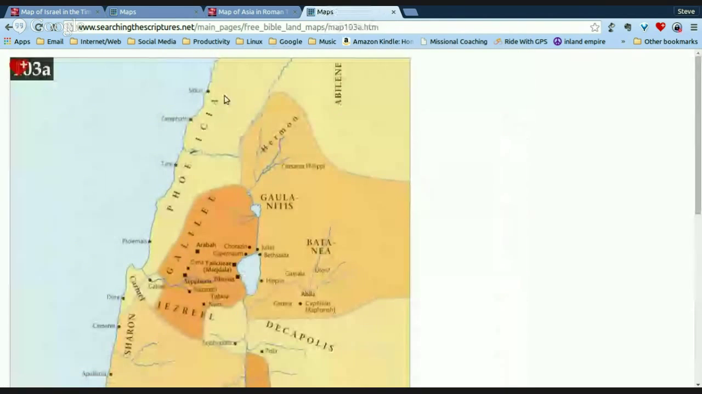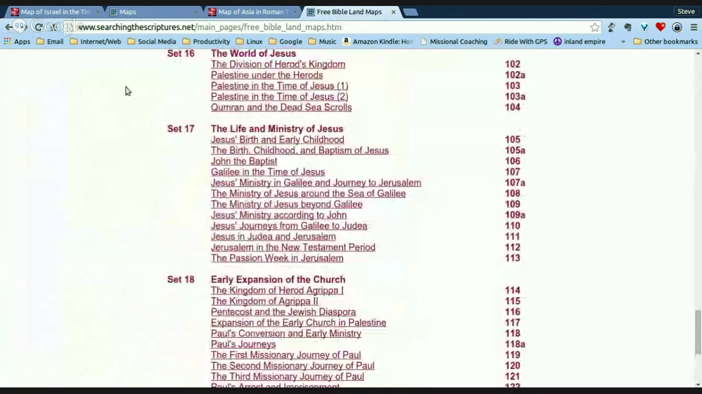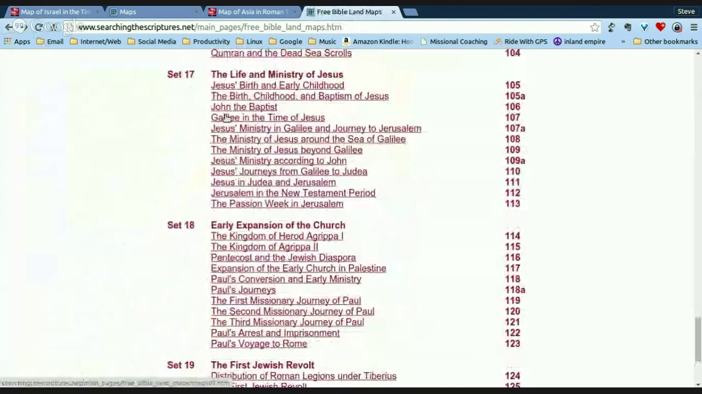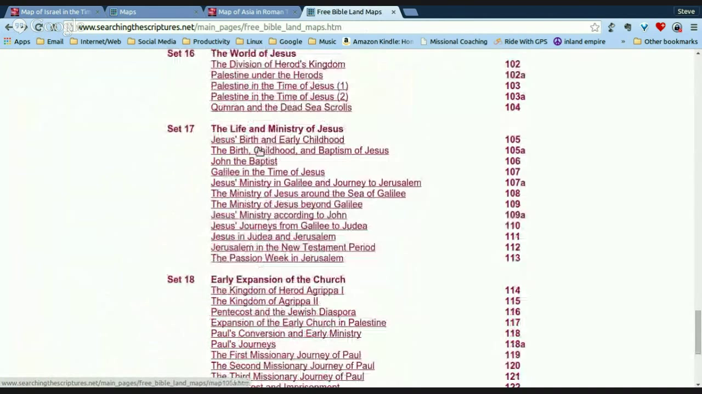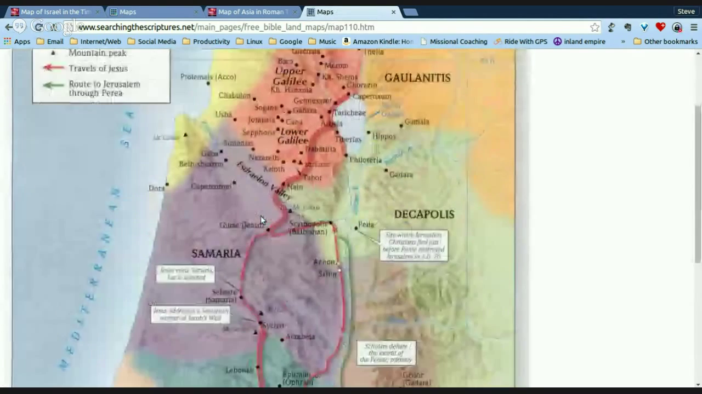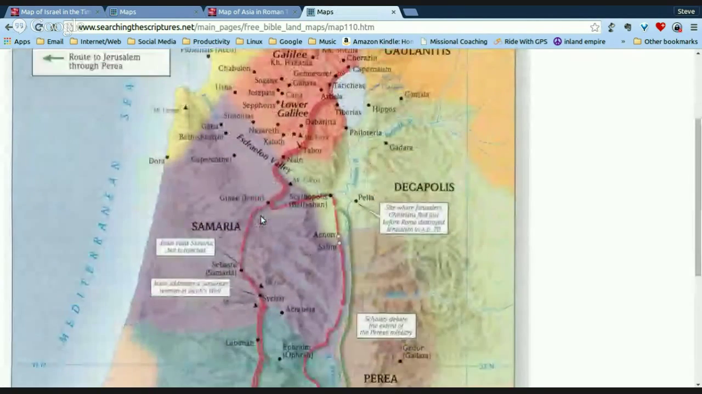Let's see if this one does. No, that's not the one I was looking for. What I'm looking for is a map that gives us more of the contours of the region. I thought, let's see if this is the one. Well, let's talk about this one.